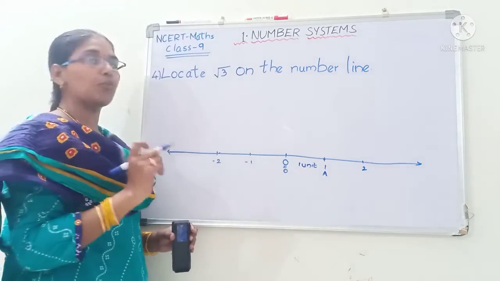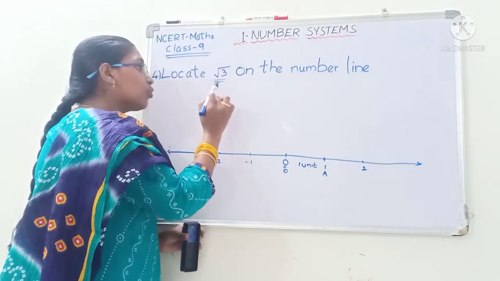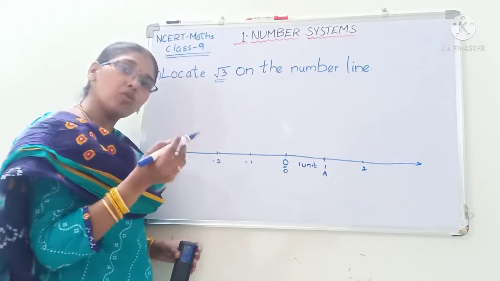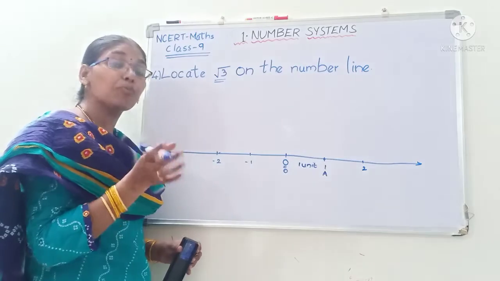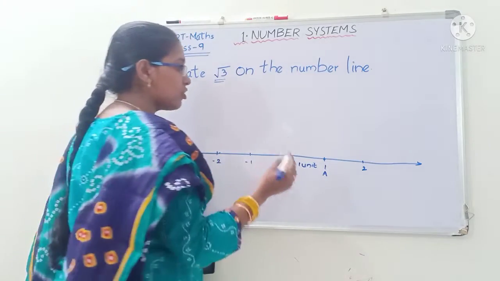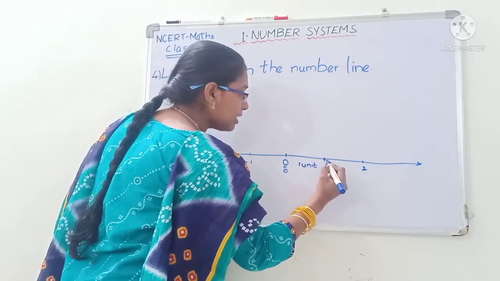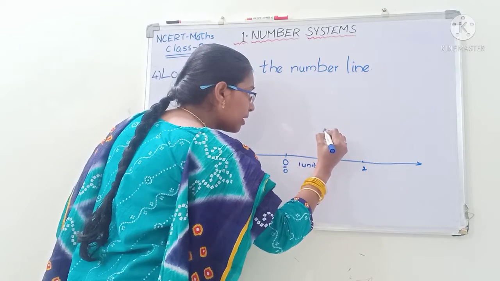First, you should locate root 2. For locating root 3 on the number line, the first step is to locate root 2 on the number line. That is, the procedure is the same. I am telling you the procedure is the same. Okay, OA is 1 unit. Then draw a perpendicular.